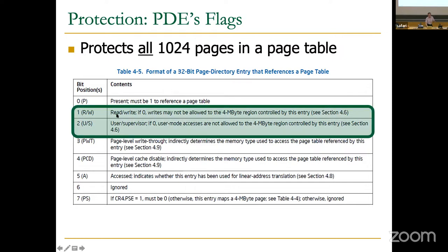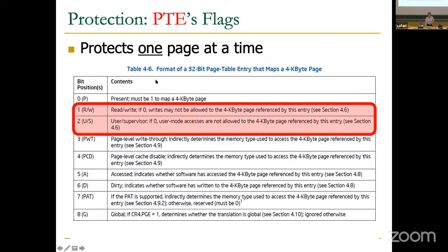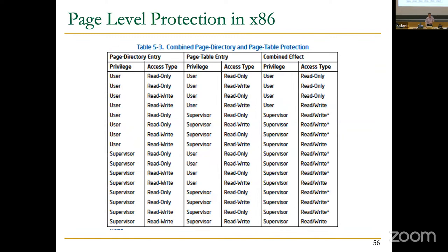You can see these are the bits that I mentioned over here: read, write, whether you have read permissions or write permissions, or user and supervisor permissions. Whereas a PTE protects one page at a time, so the granularity is smaller over here, okay? And this is basically the specification of the ISA. Now you can see how messy this gets a little bit, right?